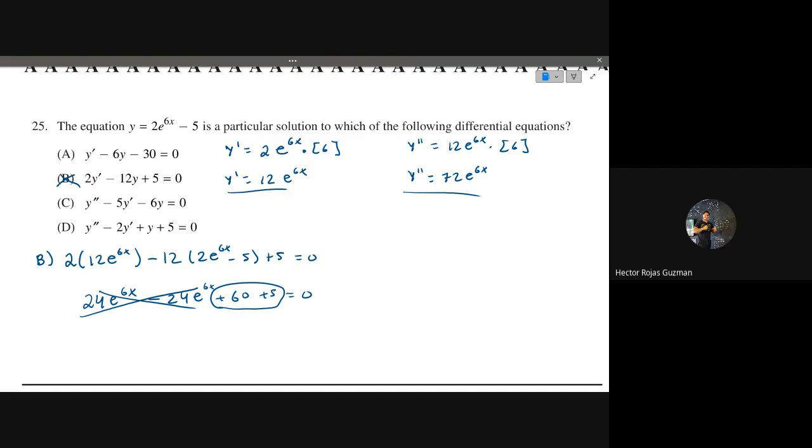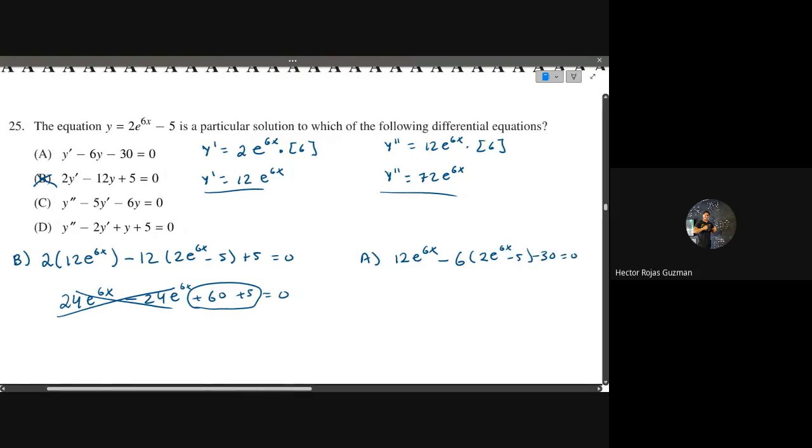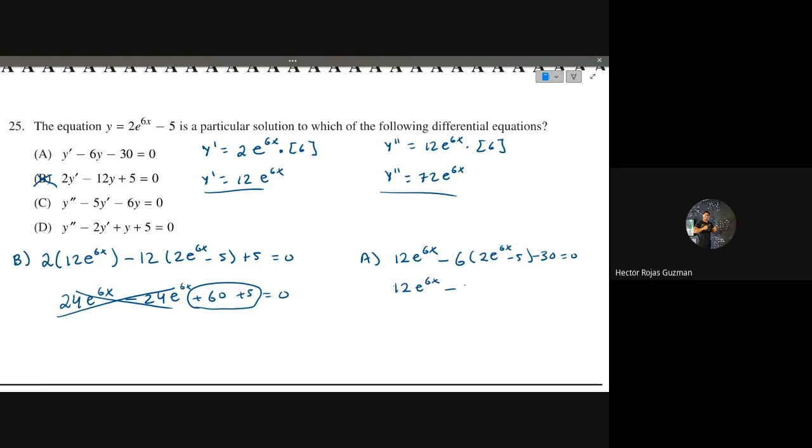Let's just try A, just because I don't want to deal with such a long equation right now, but if we have to, we're going to have to. Okay, the derivative minus 6 times y minus 30 is equal to 0. Okay, let's hope this one works out. 12e to the 6x minus 12e to the 6x plus 30 minus 30 is equal to 0. And this actually works out because that's 0, this is 0, and it does equal 0. All right.